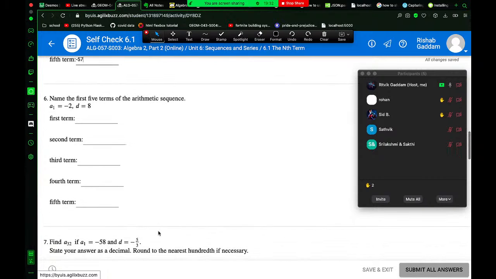So yeah, Sri Lakshmi, are you here? Can you do this one? Number 6. Hello, Sri Lakshmi? Okay, it seems like Sri Lakshmi is still not here, or Sri Lakshmi can't unmute herself, or whatever the case may be. So for this one, Rohan, you can do this one.